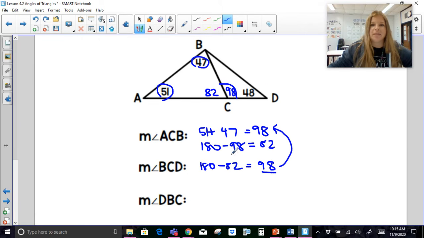The last one here, DBC, so this angle here. There's a couple things I could do. I could add up 98 and 48 and subtract that from 180. I could look at the big triangle and add up 47, 51, and 48 and figure out the missing angle here. Either way, it's going to work. So 98 plus 48, let's see, is 146. And then 180 minus 146 would mean that that angle is 34. And I would get the same thing if I added up all of the angles of ABD. I would still get 180.